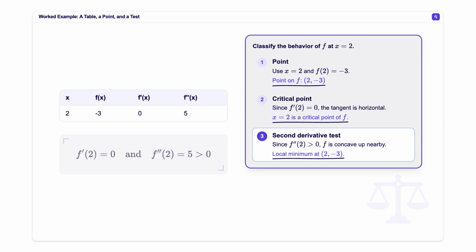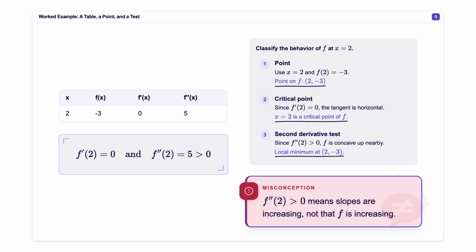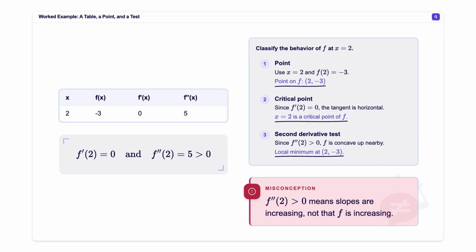Say the test in one sentence. F prime of 2 equals 0 gives a critical point, and f double prime of 2 is greater than 0 tells us that point bends upward, so it is a local minimum. Be careful with this common misread. F double prime of 2 greater than 0 does not mean f is increasing. It means the slopes of f are increasing, which is the idea of concave up. So the table gives us the point, the horizontal tangent, and the concavity test. Next, we will keep sharpening these distinctions so the common traps become easier to avoid.